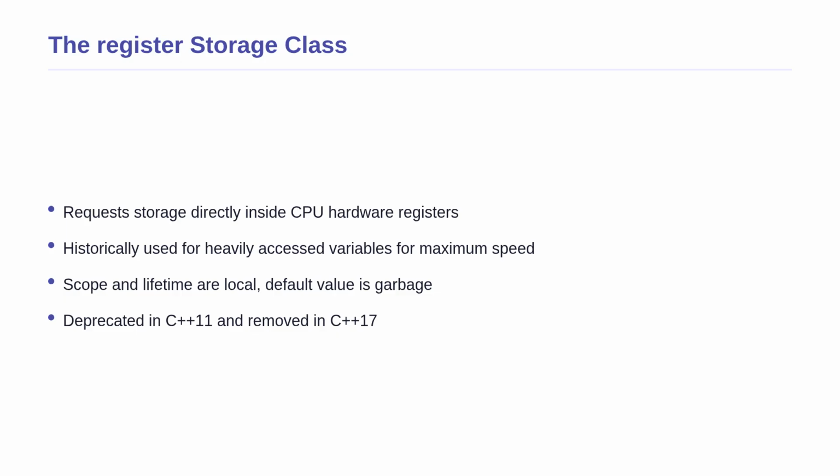Historically, this was used for heavily accessed variables like loop counters. However, modern compilers have become incredibly smart and automatically figure out which variables should go into registers. Because of this, the register keyword has been deprecated since C++11 and removed entirely in C++17. You should no longer use it in modern code.